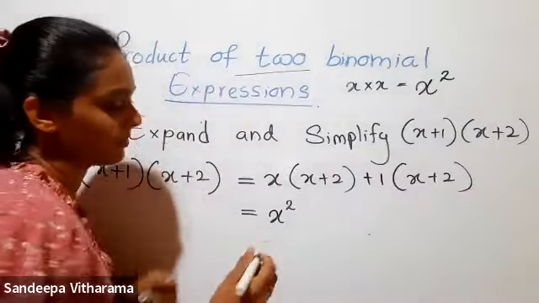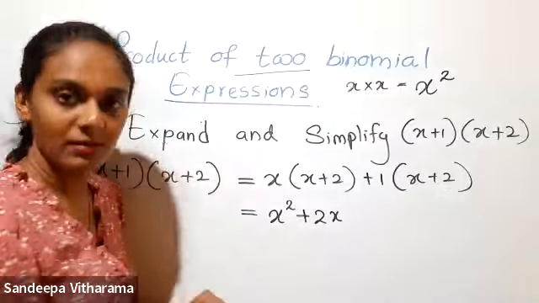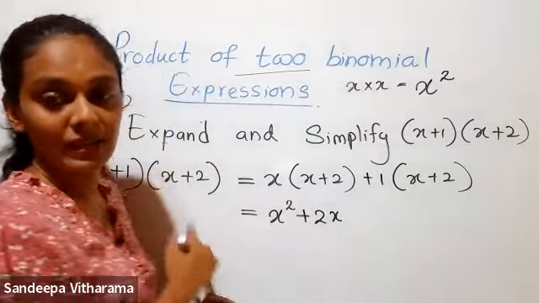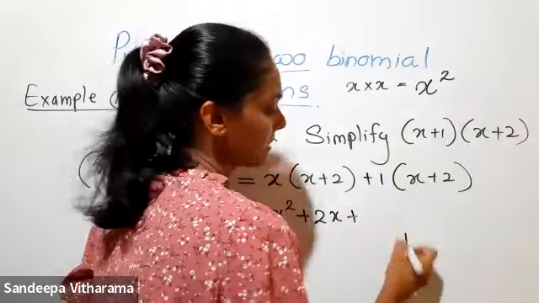x into 2 should be written 2x because in maths we have to give the priority to a number when there is a product between an algebraic term and a number. Okay, then 1 into x.